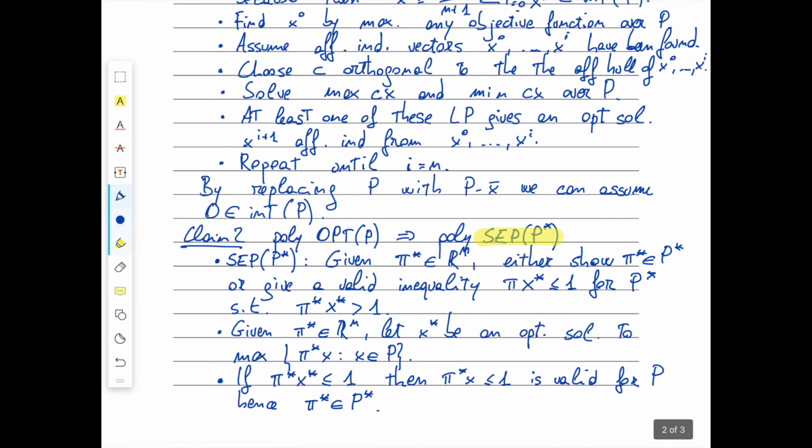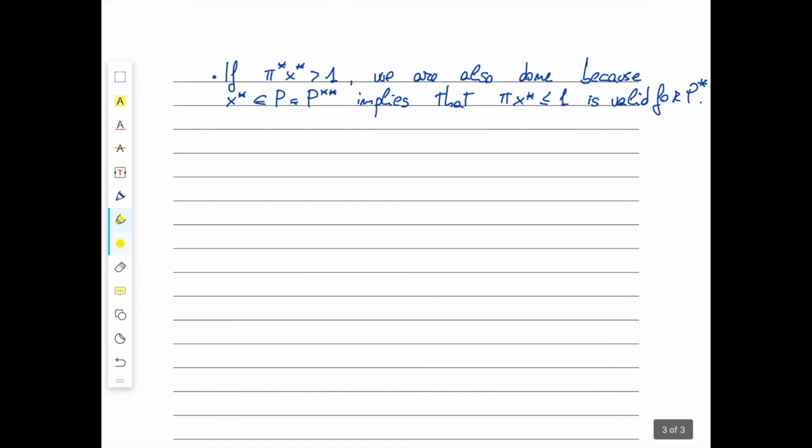Our task in this claim was to show either pi star in P star, which is exactly what we obtained in the first case, or to give a valid inequality pi x star less than or equal to 1 for P star with pi star x star larger than 1, which is exactly what we do here. We have pi star x star larger than 1, and the inequality pi x star less than or equal to 1 is valid for P star.